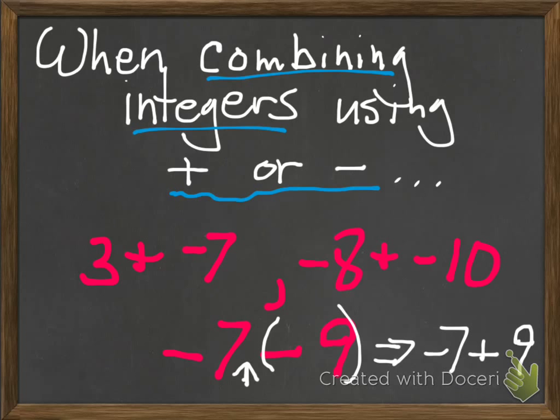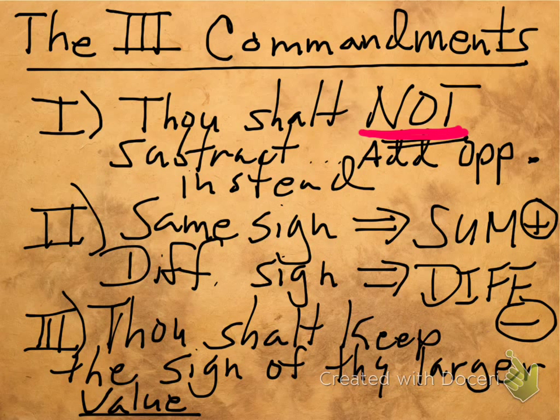So anytime we have a subtraction problem like this, we're going to first change the problem into an addition problem. That's what the first commandment's talking about. Thou shalt not subtract, add the opposite instead. Once we've changed all the problems into addition problems, there is no more subtraction. We've got positive and negative numbers, and we're adding them together.